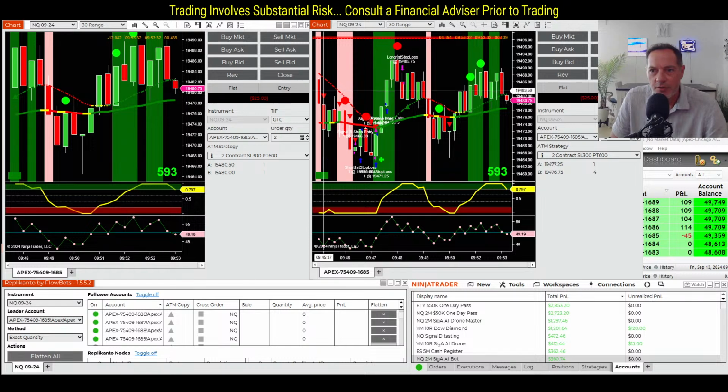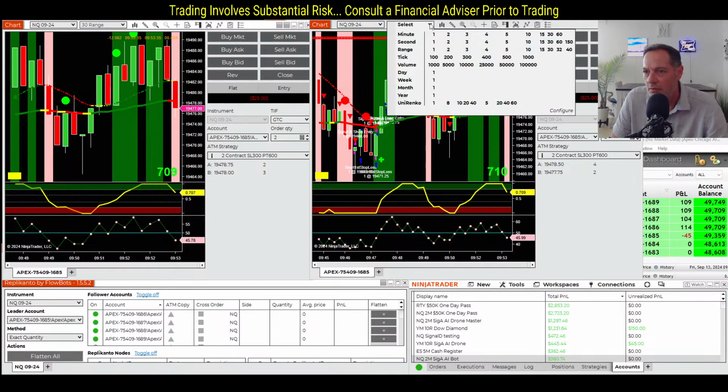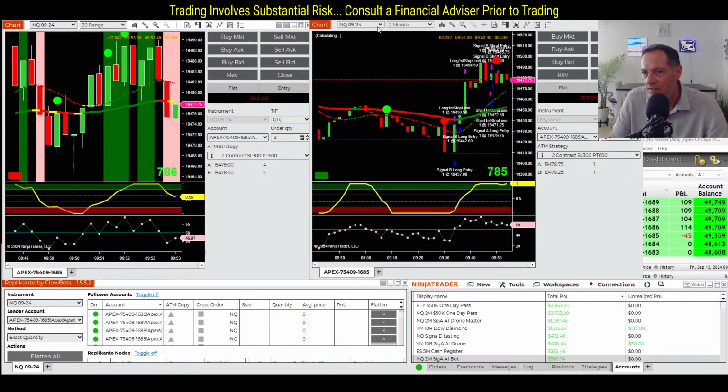So what I'm going to do is show you the 2 minute chart now on the right. So I'm going to change the data series up here to the 2 minute chart.